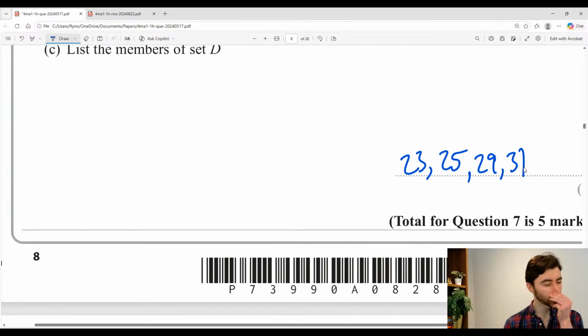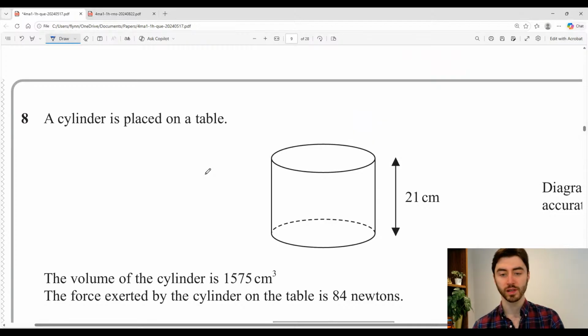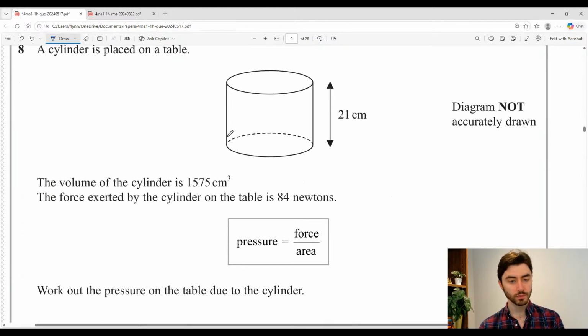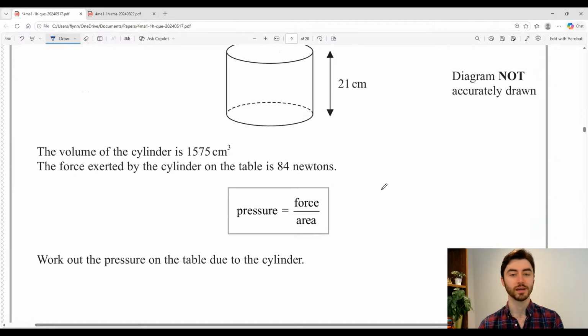I know a lot of people struggle with set theory, so I'm surprised to see that so early in the paper. In the real thing, if you struggle on a question, best advice is just leave it and come back to it. So a cylinder is placed on a table. We have a volume. We have a force, pressure, force over area. You see, this is much easier.